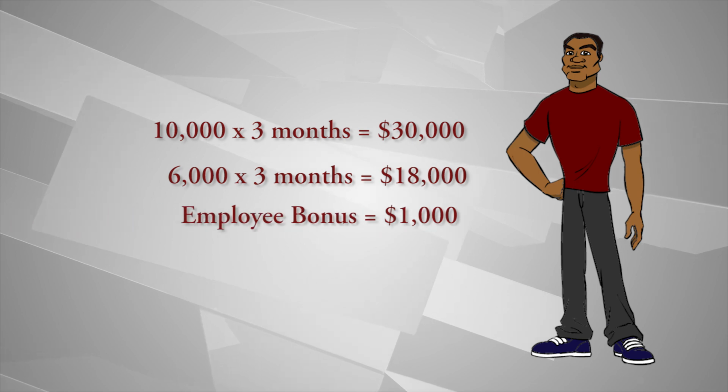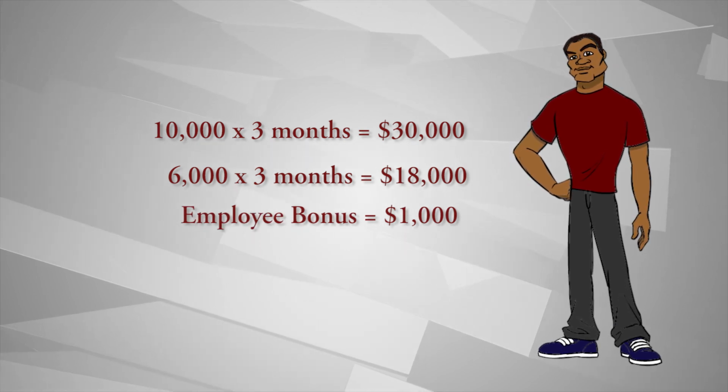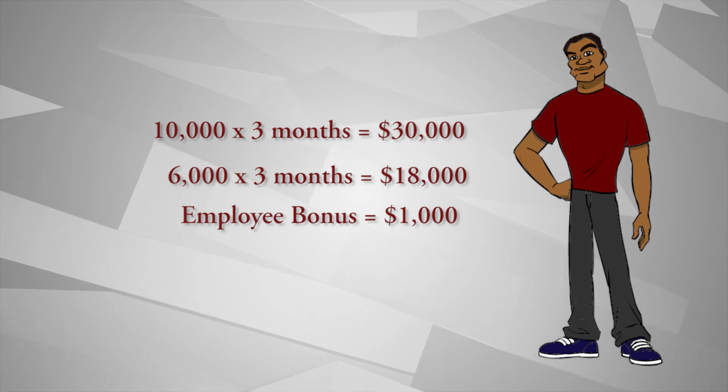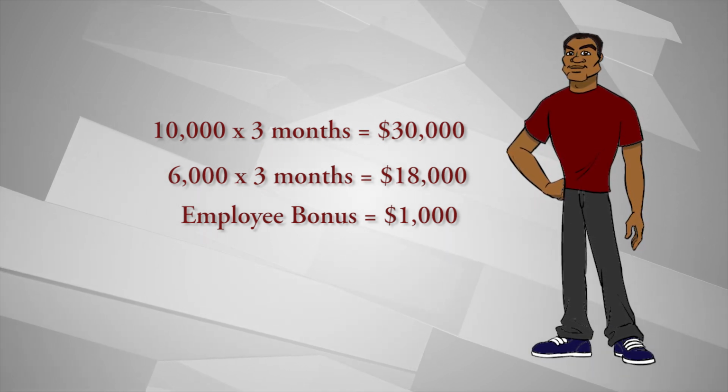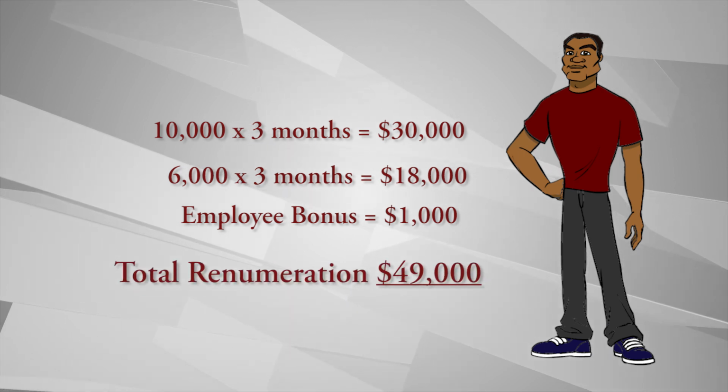Dean also paid his employee a performance-based bonus of $1,000 in month 3. By adding these monthly salaries plus the bonus, this leads to $49,000 being the total remuneration for the quarter.